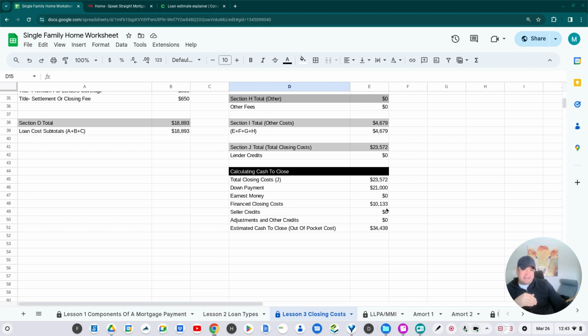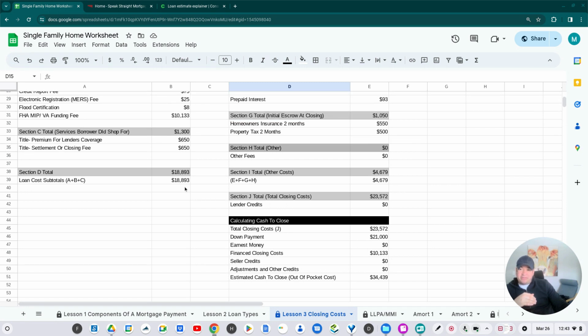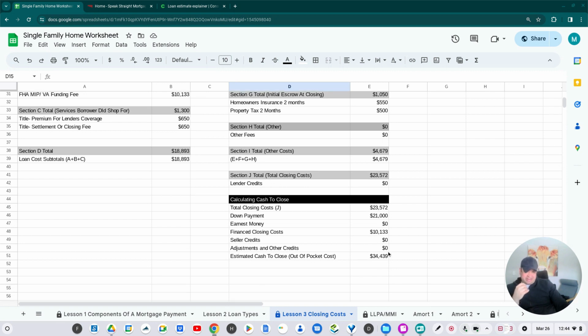Finance closing cost. This is that upfront fee they charge here, but it's added to the loan, and this is showing where it's added to the loan, but it's not coming out of pocket. Seller credits, if we had any, this would be subtracting off the total loan amount. Adjustments and other credits. An example would possibly be real estate agent credits. Taxes paid by the seller is another one. But that's how we get to cash to close.